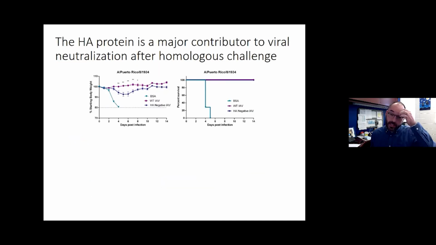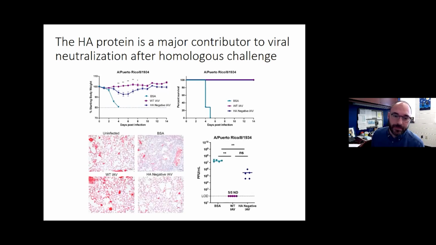So if you look at the challenge data shown on the top, I'll point out that at this dose, all of the control animals, the BSA irrelevant control vaccine animals, succumbed to infection, but all of the vaccinated animals survived. You can see there's a body weight dip on the top left with the HA negative vaccine, right? They weren't protected as well if they got a vaccine with no hemagglutinin, but ultimately all recovered and survived.